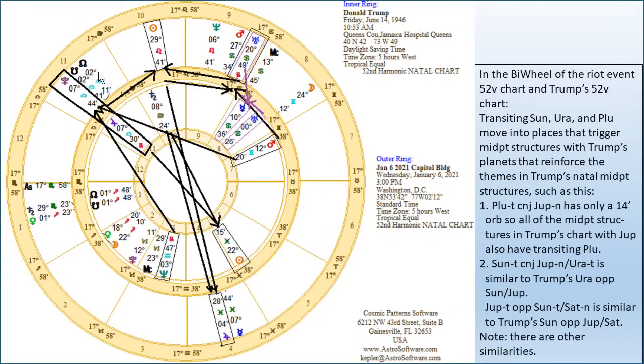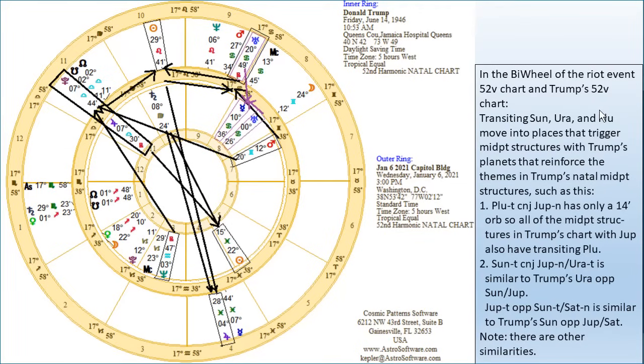Transiting Sun over here is conjunct natal Jupiter and transiting Uranus, similar to Trump's Uranus at Sun Jupiter. So Trump has a Sun Jupiter Uranus midpoint configuration, Uranus at Sun Jupiter, and by transit there's a Sun Jupiter Uranus. Similarly, Trump in his birth chart has Sun opposition Jupiter Saturn midpoint, and by transiting Jupiter over here is opposition the transiting Sun and natal Saturn. So you're getting repeating themes: Sun, Jupiter, Saturn, Sun, Jupiter, Uranus. Same kinds of midpoint structures formed between the natal and transiting planets.